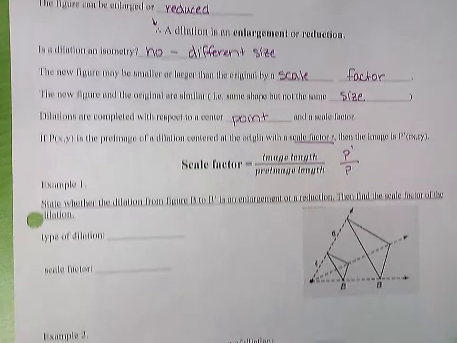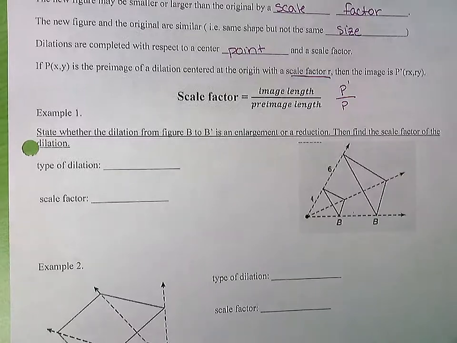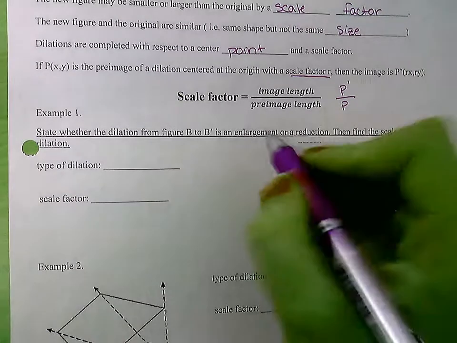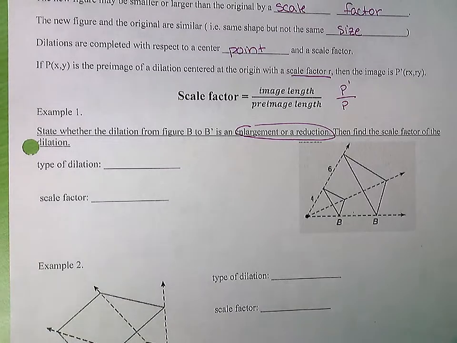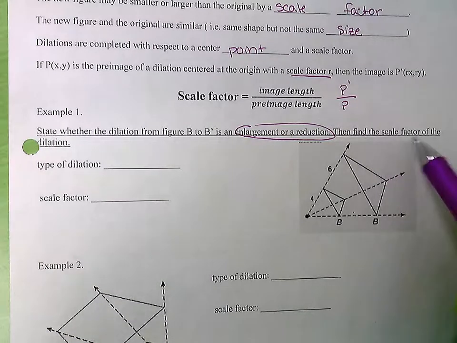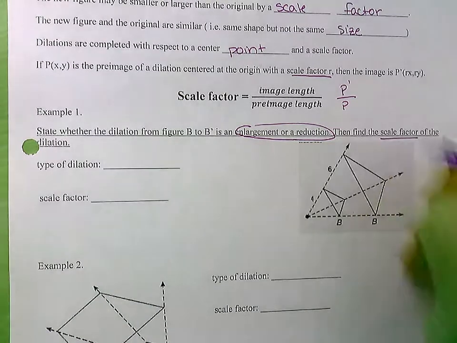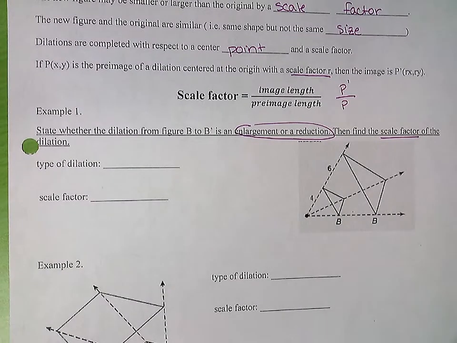Okay, so we're going to do an example of this. So we want to state whether the dilation from figure B to B prime is an enlargement or a reduction. So we have to decide whether it's enlarged or reduced. Then find the scale factor of that dilation. Okay, so we have to do both of those things in this problem.